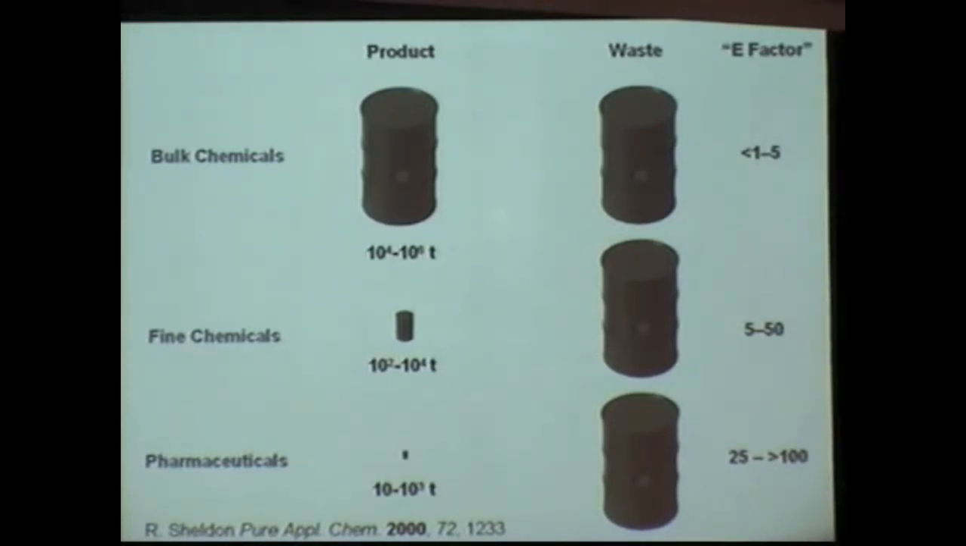I think Paul used the number that a ton of waste is generated for every kilogram of product. You see different numbers, and of course it depends how you calculate it, but there's no question it's an enormous amount of waste. And you might think, well, it's not that big a deal because pharmaceuticals really correspond to a small amount of the total chemical product generated by the world. And that is true. Relatively speaking, pharmaceuticals are produced on the ton to 1,000-ton scale per year, whereas bulk chemicals and certainly petrochemicals are produced on orders of magnitude greater scale.